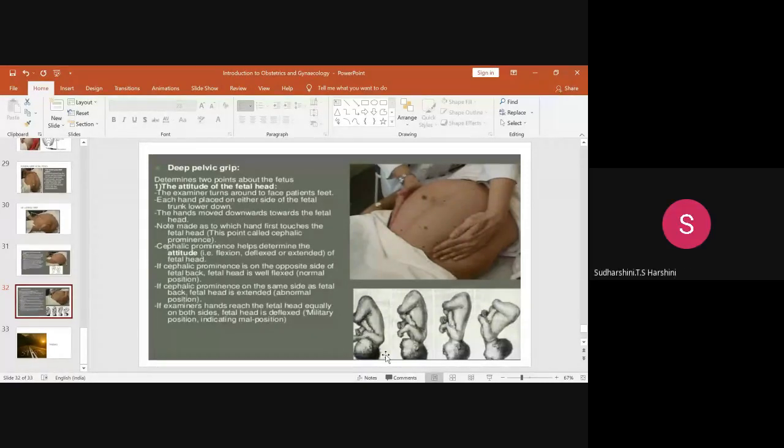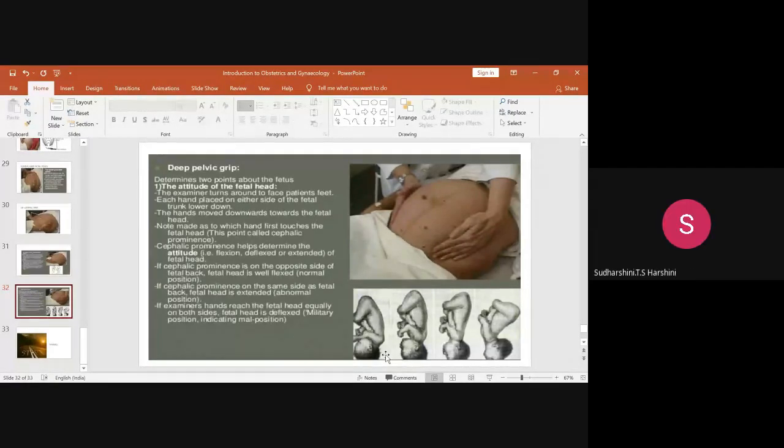How can we differentiate occiput and sinciput? First, with the lateral pelvic grip, you're palpating. You're coming to know on which side the back of the fetus is. That is the spine of the fetus.